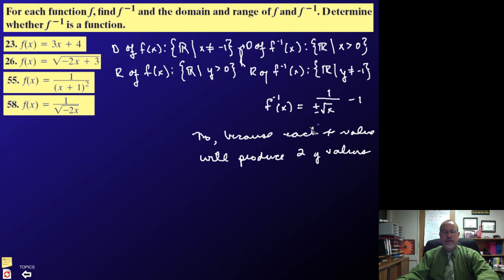Because when I put in a positive x value here, I'm going to take the positive root and solve this, and then I'm going to take the negative root and solve this. So each x value is going to produce more than 1 y value, or 2 y values. Therefore, this is not a function. So a little bit complicated. Again, with the range, more difficult to tell. So just go ahead and use your calculator to graph it and then get a picture of the range using that method. Alright, I'm going to do one more down here if you would like to watch it, this number 58.